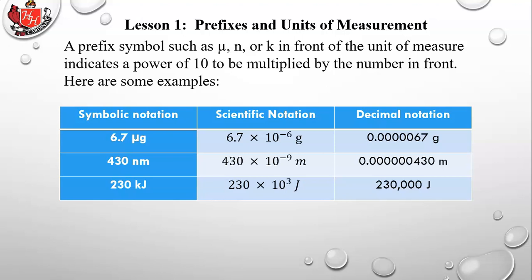430 nm is 430 nanometers. A nanometer is 10 to the minus 9th from the previous chart, so that would be 430 times 10 to the minus 9th meters. And there you can see the decimal notation on the right. And finally, 230 kilojoules. That would be 230 times 10 to the third. That would be 230,000 joules.